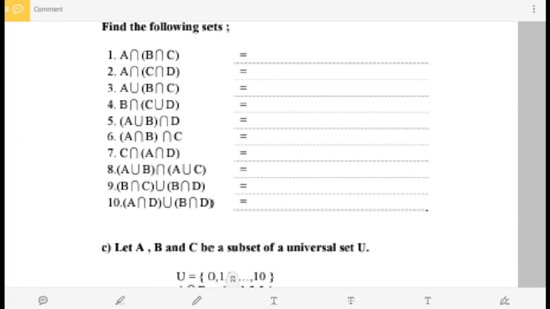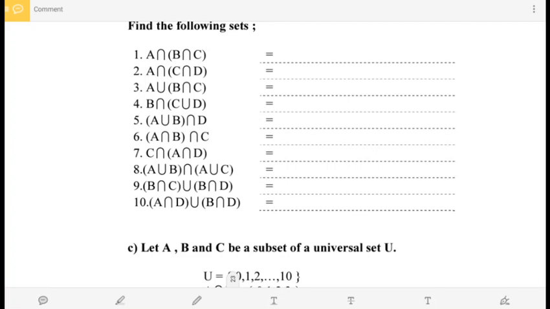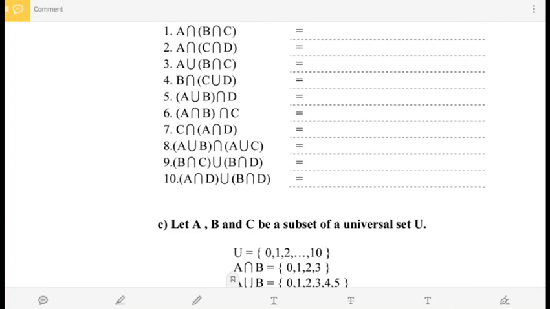Okay, this is the question for letter B. Here I already gave you the list form of your A, B, C, and D. Just apply that and find the answer for each operation. You're going to be okay here.